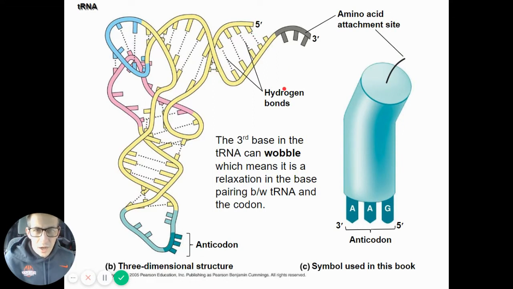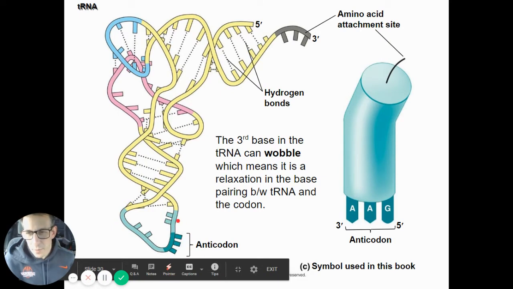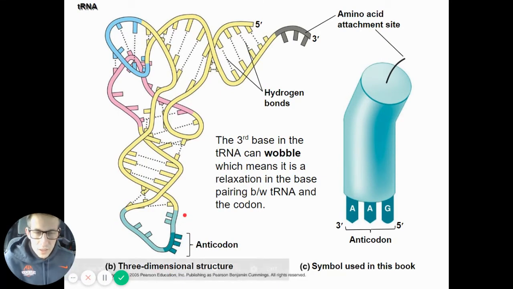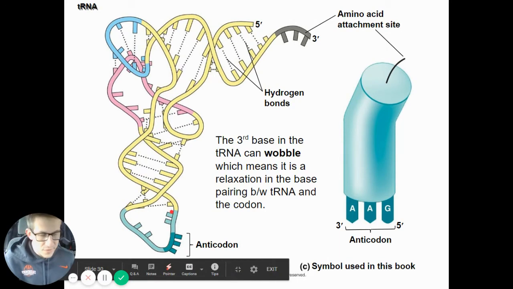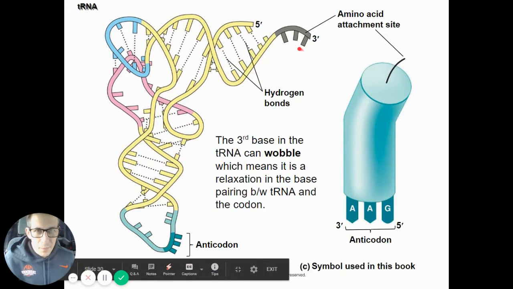Okay, now at one end of this, we see what's called the anticodon. If we look at it closely, it is a 3 base sequence of RNA that matches up complementary to one of the 64 codons that our mRNA could have. And at the top here is where we attach the actual amino acid.